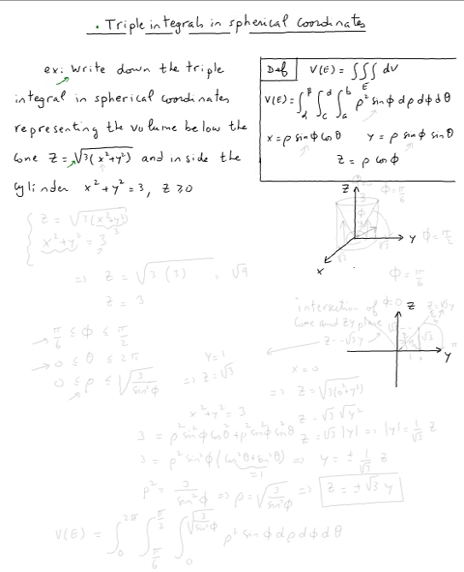Alright, so first let's do the cylinder. Square root of 3. Let's assume the cone is going all the way there, right? So the volume will be below the cone and inside the cylinder, and z is positive, in other words above the xy plane. So it's going from here.